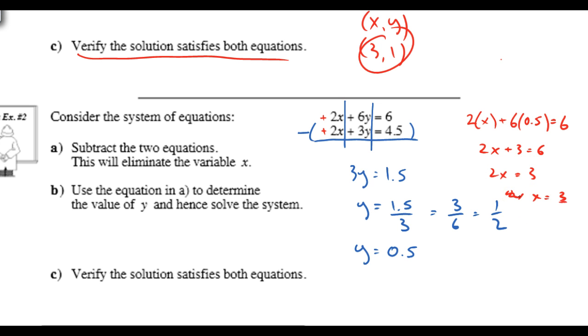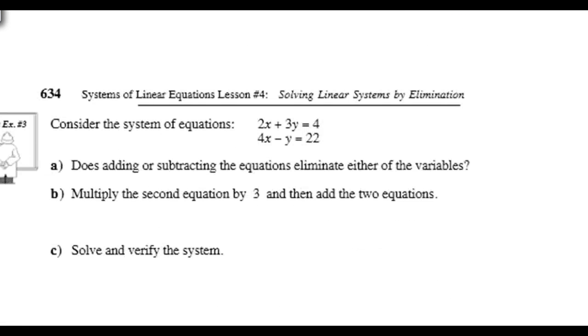x equals 3 over 2, or x equals 1.5. So my solution is 1.5 comma 0.5. All right, and again, you can verify both by plugging these numbers in for your x and y values. Okay, let's go ahead and do a few harder ones now.